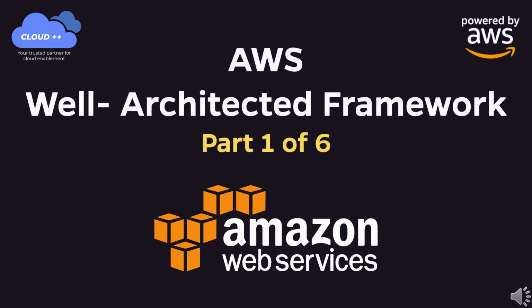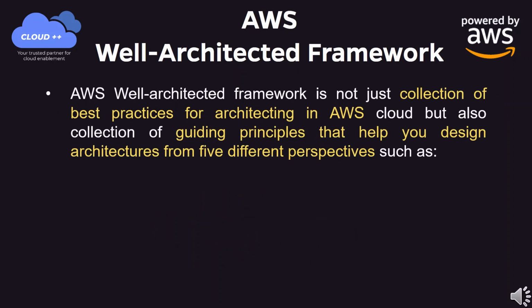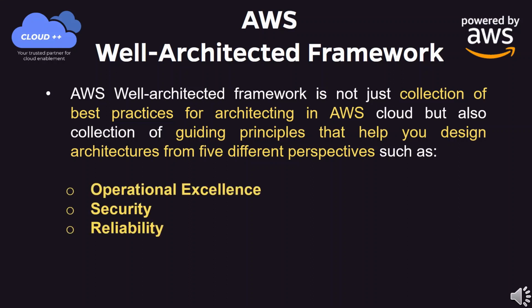AWS Well-Architected Framework. It is not just a collection of best practices for architecting in AWS Cloud, but also a collection of guiding principles that help you design architectures from 5 different perspectives, such as operational excellence, security, reliability, performance efficiency, cost optimization.